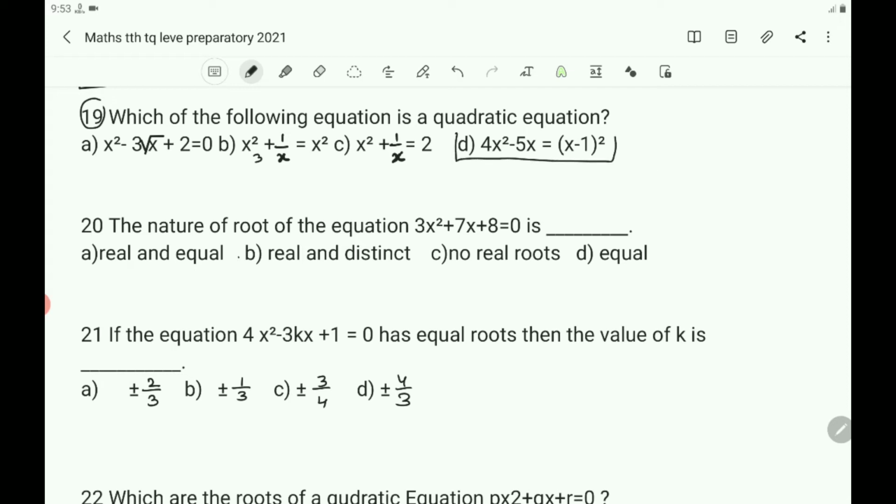So you mark here, option D is the quadratic equation.